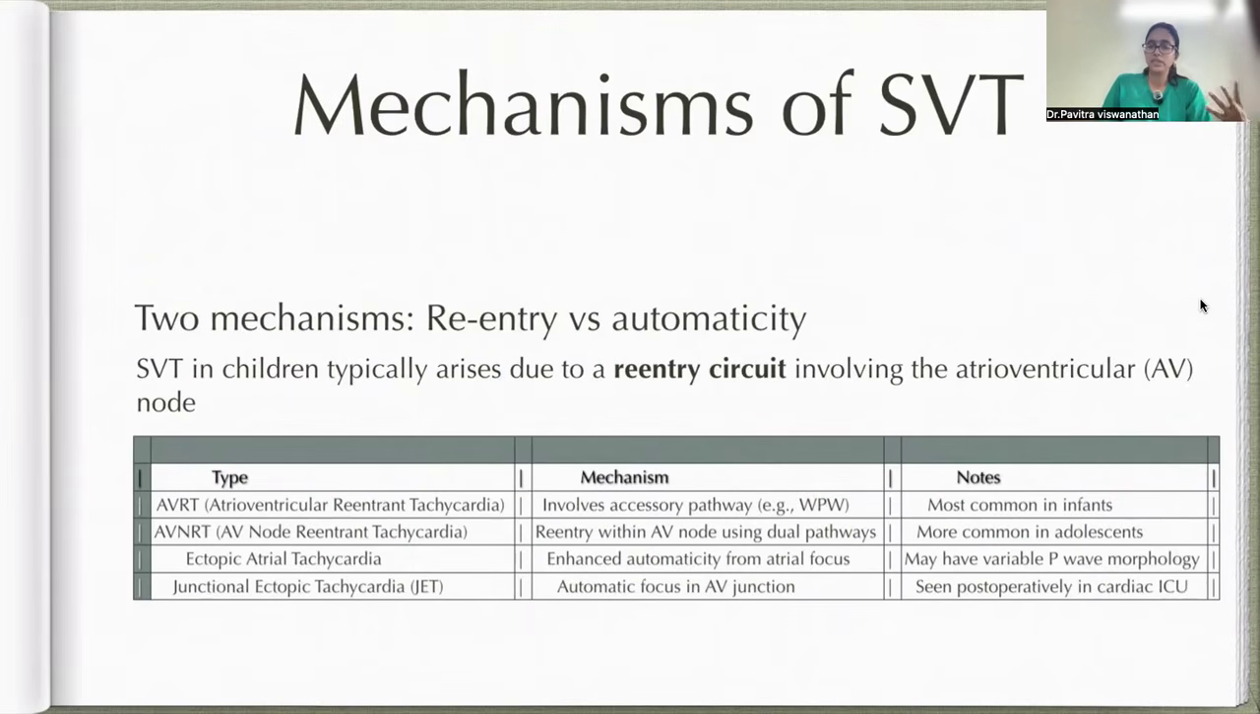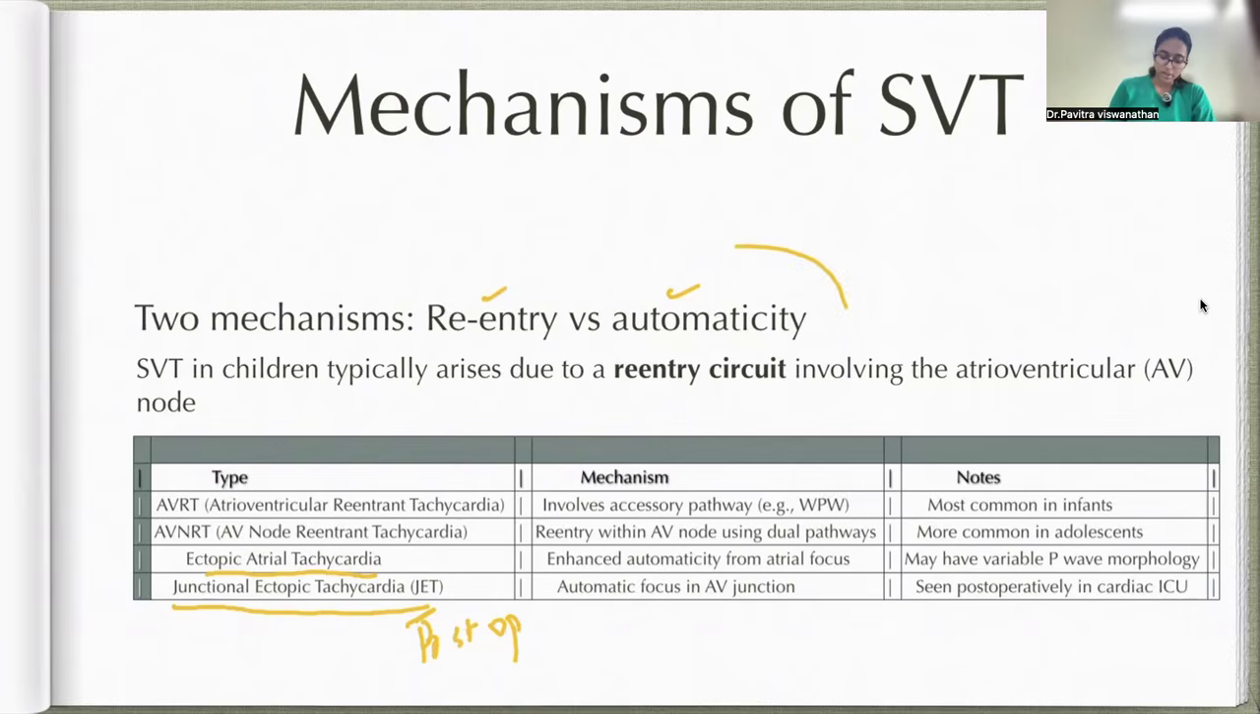So what causes this SVT? We just saw that it is above the level of the ventricles. Two mechanisms: one is re-entry, the other is automaticity. When we say automaticity, it means there is a focus that is continuously firing impulses. There is enhanced automaticity. That's ectopic atrial tachycardia, one of the examples. The other one is in the AV junction, where there is an automatic focus sitting there, continuously firing impulses. That's your junctional ectopic tachycardia. This is more common in post-op patients in the cardiac ICU.